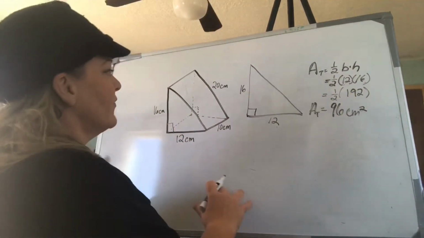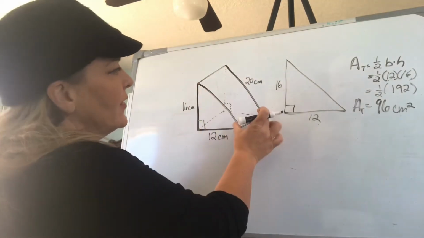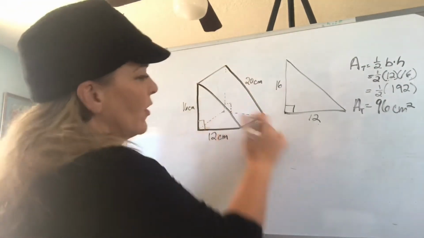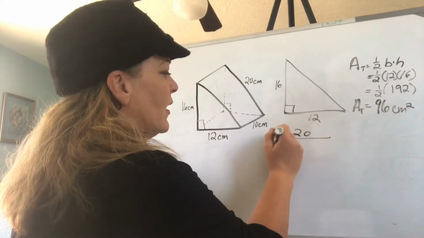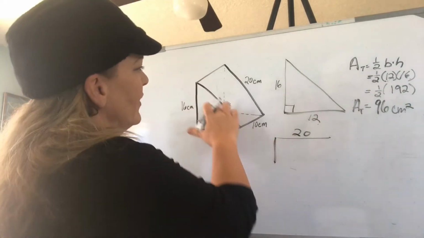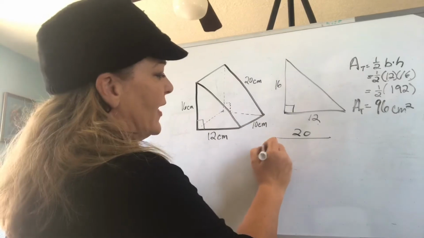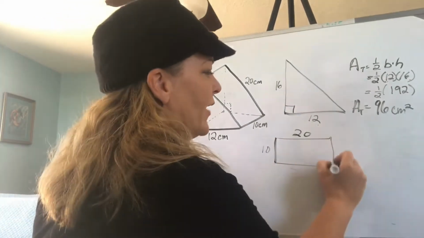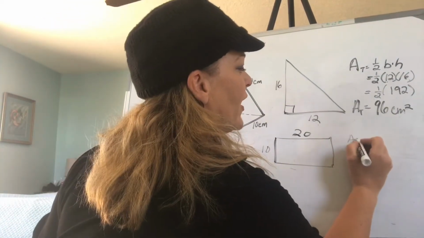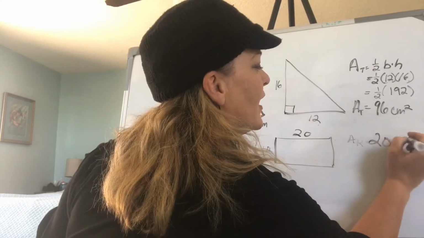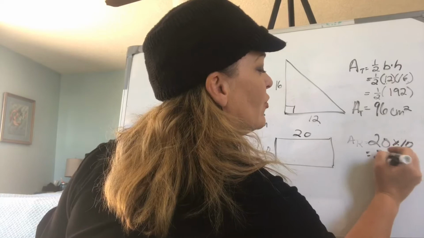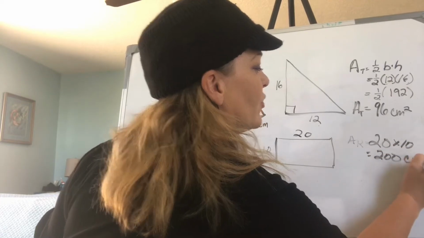So now we need to find the area of this front rectangle. So this large front rectangle has one length that is 20, and the other length here is 10. So what is the area of this large rectangle? It's 20 times 10, base times height. And so that's 200 centimeters squared.